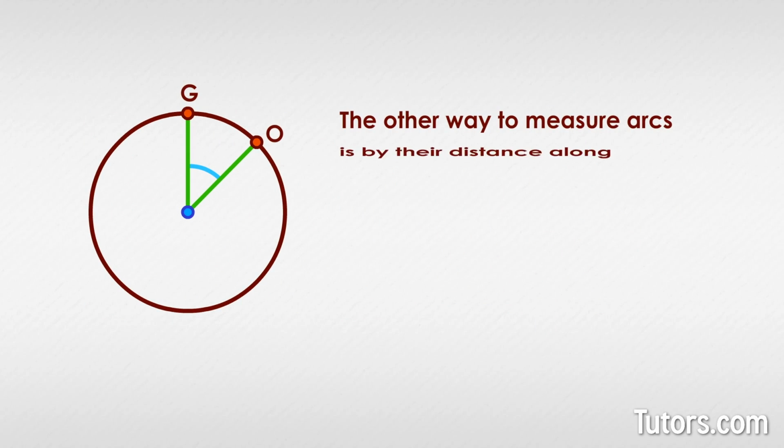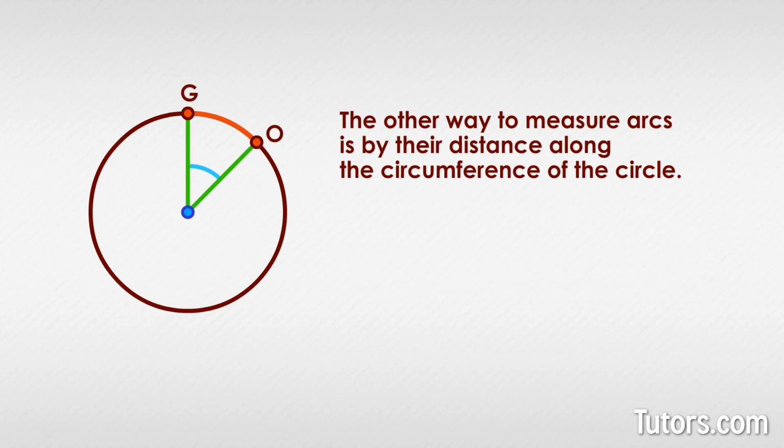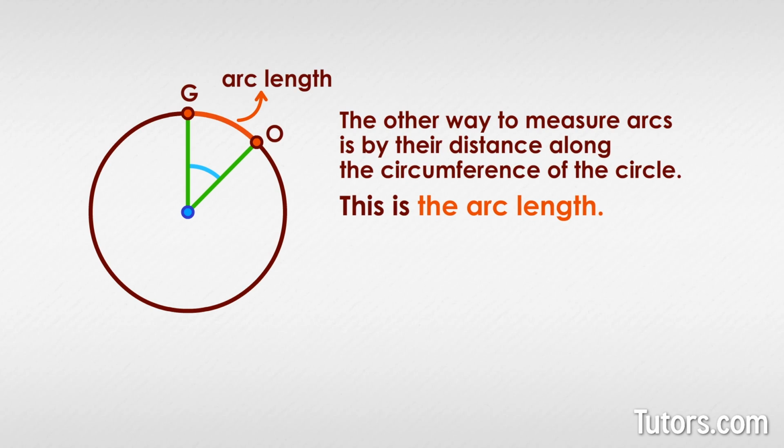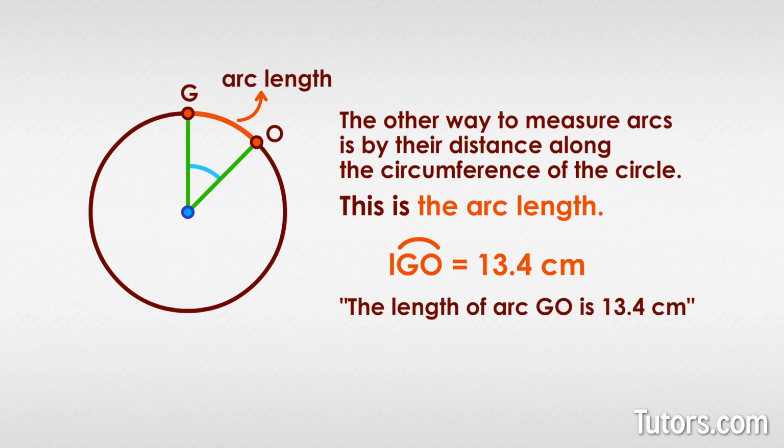The other way to measure arcs is by their distance along the circumference of the circle. This is the arc length. To write arc length in words, you put a lowercase l in front of the written form. So you could write LGO equals 13.4 centimeters. And you would say the length of arc GO is 13.4 centimeters.